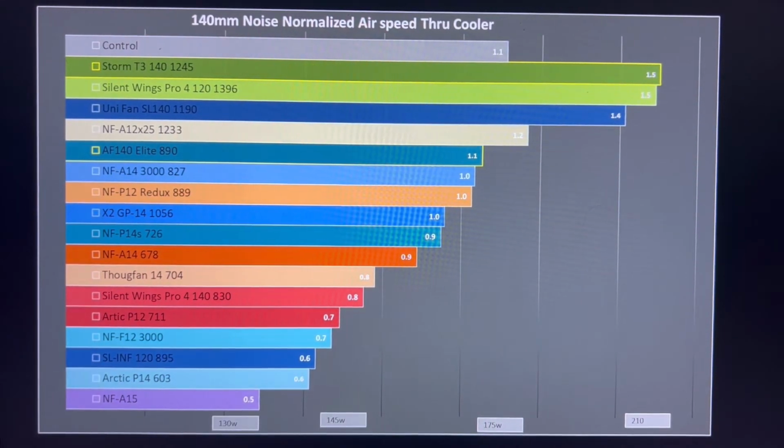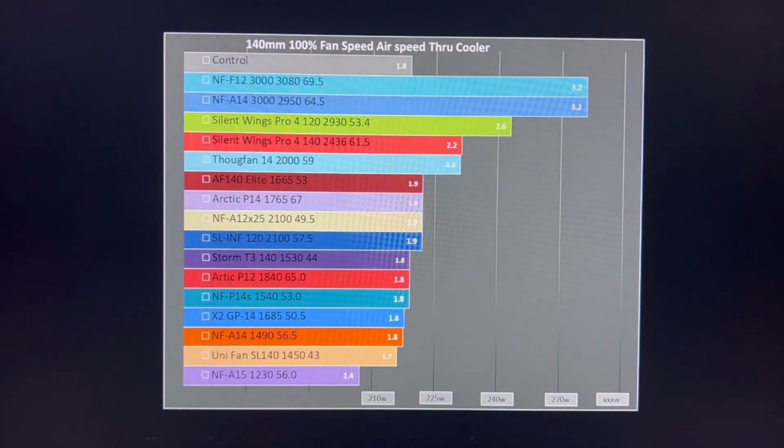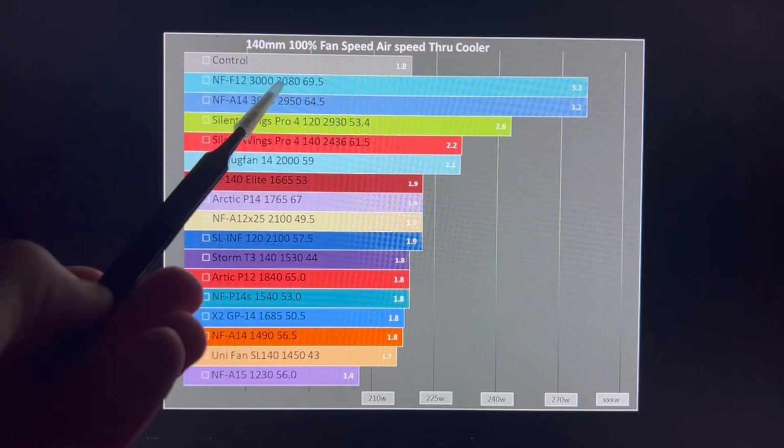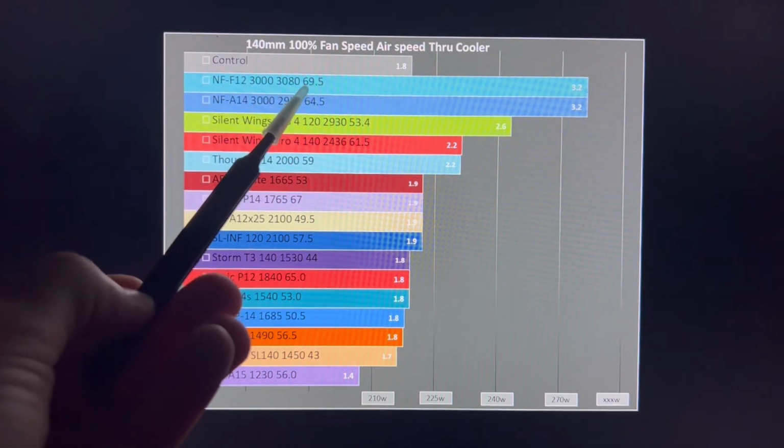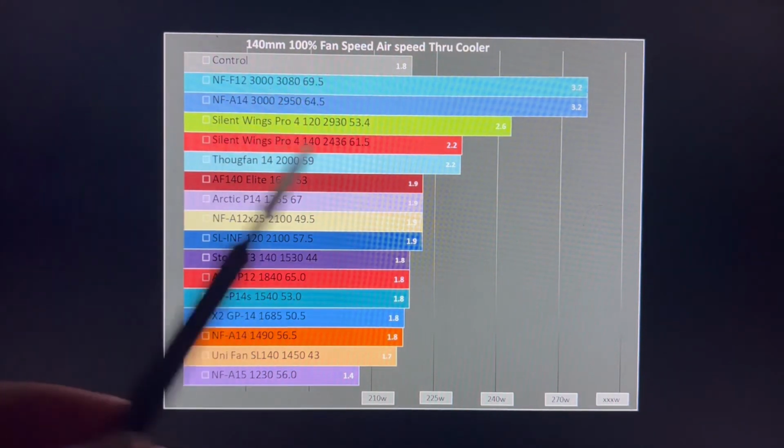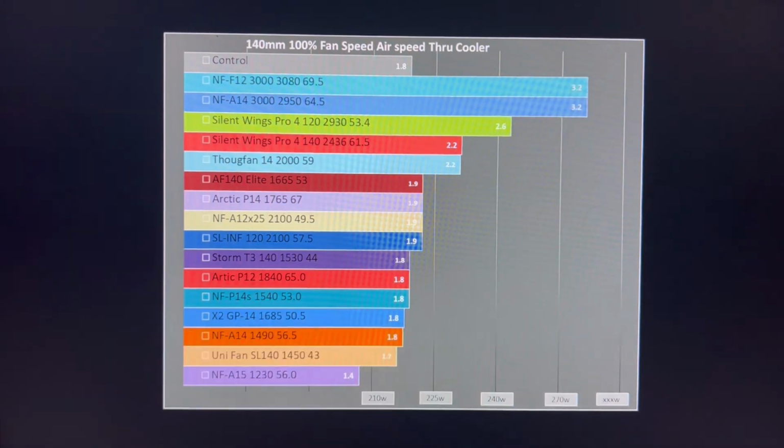Anyways, let's move on and check out these fans at 100% PWM and how these fans shake up in their new ratings. So the Noctua F12, it is a 120 millimeter fan, but it's spinning at 3000 RPM and it's rip-roaring loud at almost 70 decibels. But you move a lot of air.